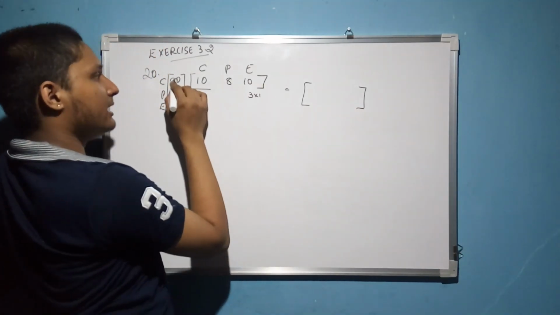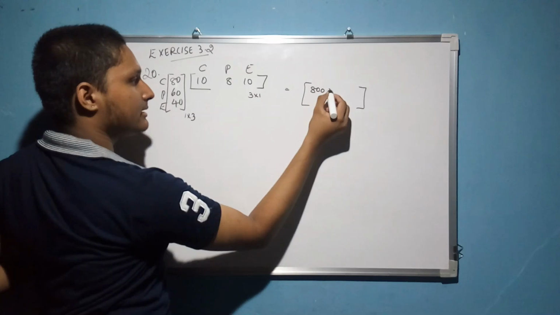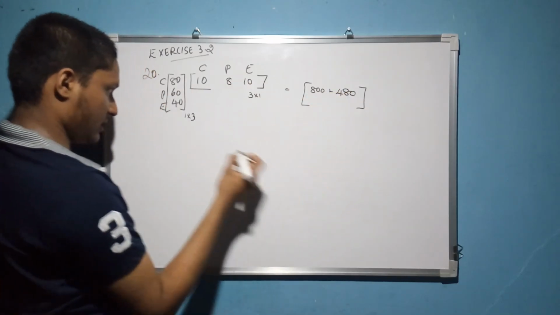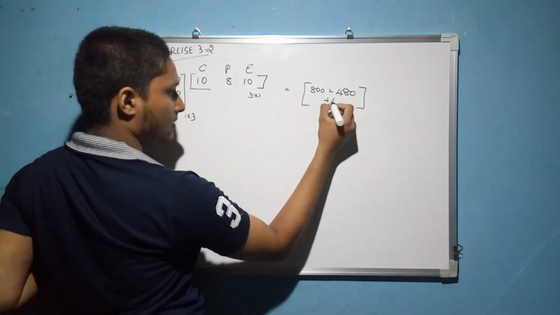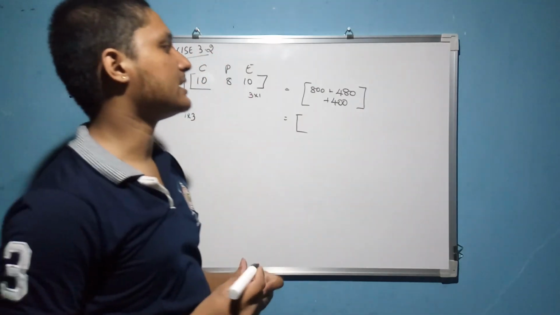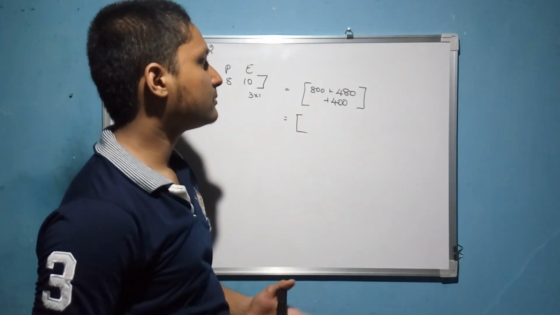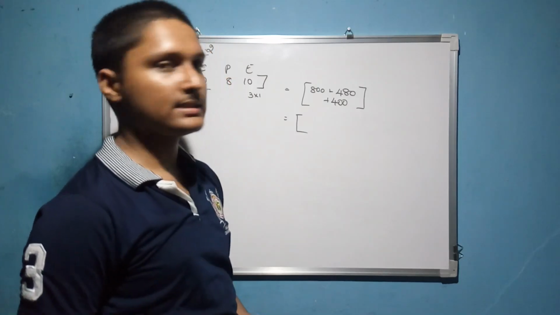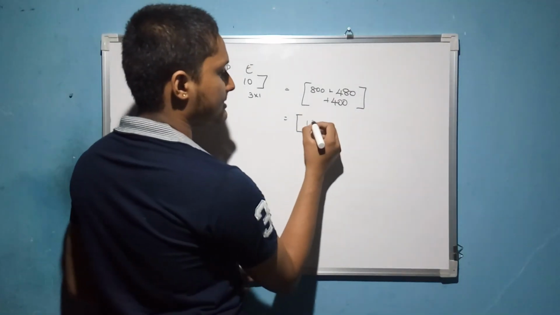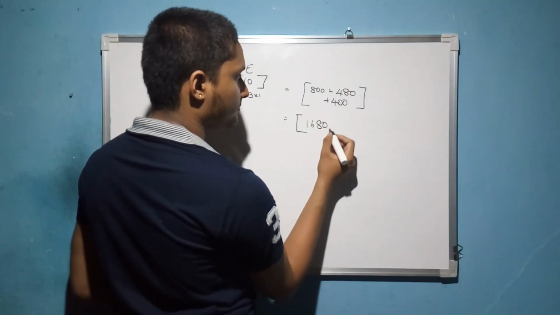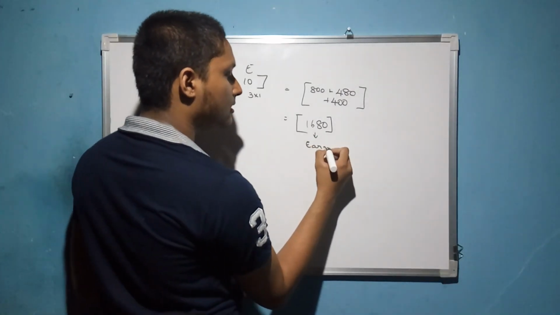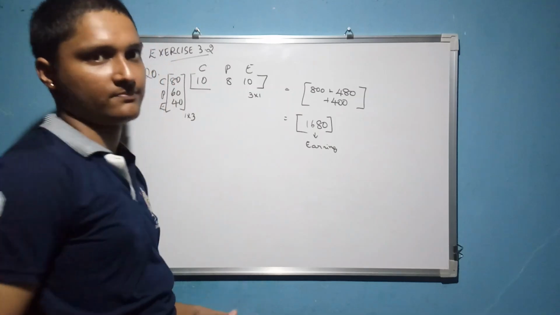So 80 into 10 is going to be 800, plus 60 into 8 is going to be 480. Okay, then you have 40 into 10, that is 400. So what will be the total? Leave the last part. So you have 8 plus 4.8 plus 4. 8 plus 4 is 12. 12 plus 4 is 16. 16.8, so it will be 1680. That's what is going to be the earning. This is going to be the earning by selling all the books.